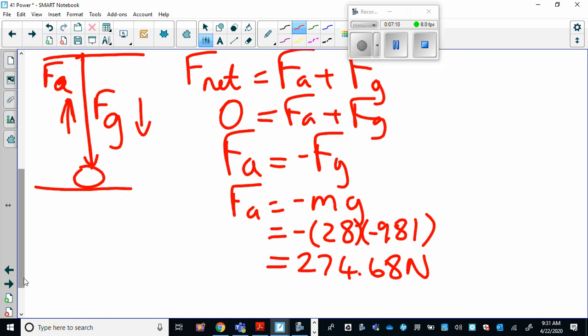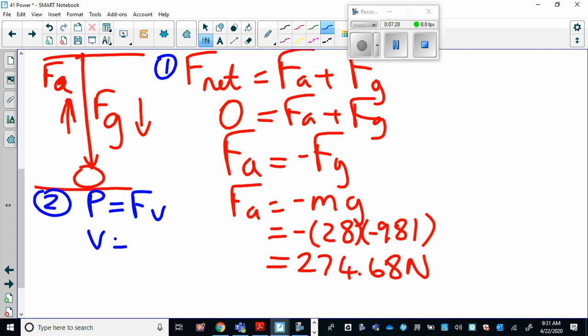And now, is that what they were asking? No, they weren't asking that. That's the applied force. They're asking for the velocity, and so we can go to that formula which we derived. So this is step 1. Step 2, the formula that we derived was P equals Fv. Therefore, V equals the power over the force. The power in this case is 200 watts.